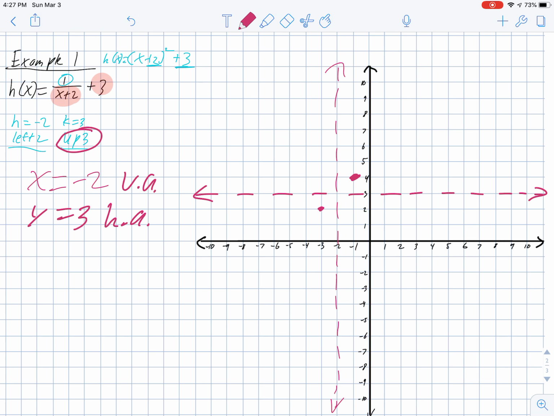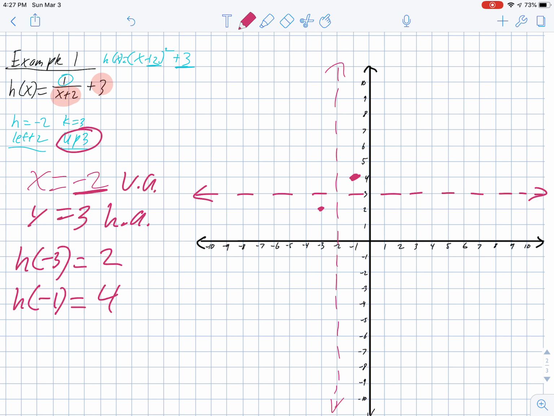But it's good practice to actually plug in the x values that are just 1 unit to the left and 1 unit to the right of the vertical asymptote. So since the vertical asymptote is at negative 2, I'm going to plug in negative 3. So I'm going to figure out h of negative 3 and then figure out h of negative 1. And that's going to give me those critical points, my kind of aiming points. So h of negative 3, if I plug that in there, gives me 2. h of negative 1, when I plug it in there, gives me 4. And so those are those 2 points.